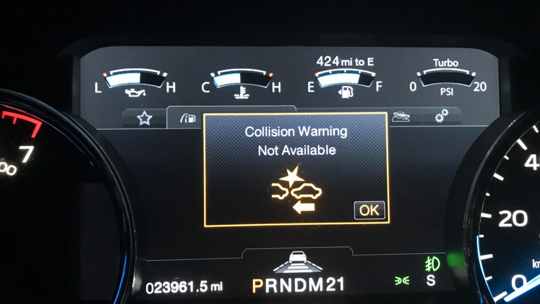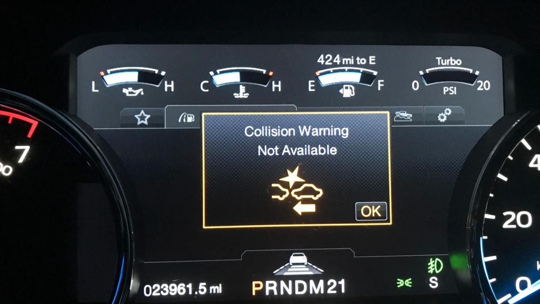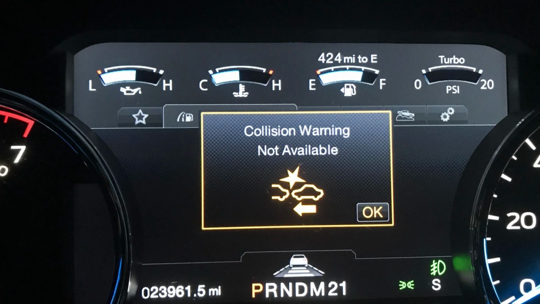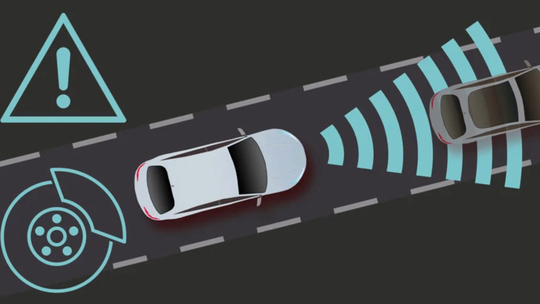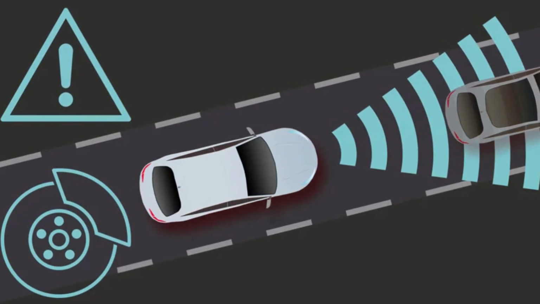So if you see the "Collision Warning Not Available" warning in your Ford F-150 or any other Ford vehicle, it's very often connected with the radar sensor or the front camera. Your car is most likely equipped with a system that prevents collision, or at least warns about possible collision, and it consists of the camera and radar.